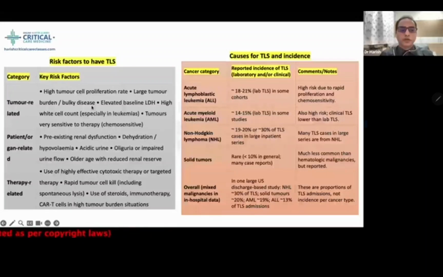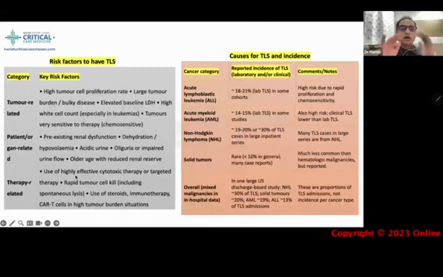Patient-related or organ dysfunction factors: already existing renal dysfunction, patient is volume depleted, dehydrated, acidic urine, oliguria or impaired urine flow, older age with a reduced renal reserve. All these things are the patient-related risk factors.